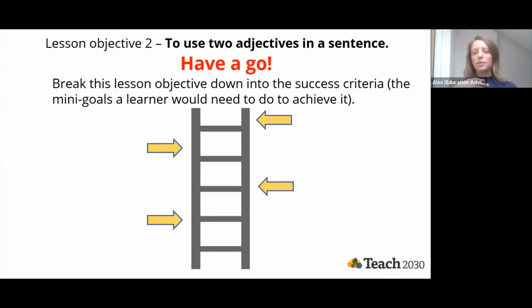So this objective is what I want you to achieve by the end of the lesson. The success criteria, well, how do we make that a success? What are the ingredients? What are the important things that I have to explain in order for my group to be successful at achieving that lesson objective? It's almost like a checklist. So in my classroom, I need people to know what an adjective is. I also need people to know what a sentence is. Because if we don't know those two things, we're probably never going to be able to use two adjectives.